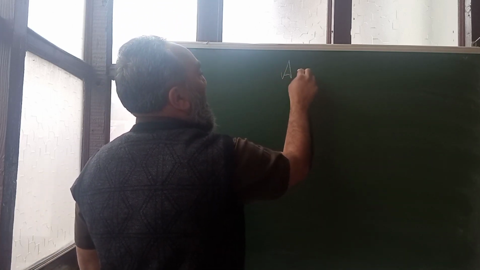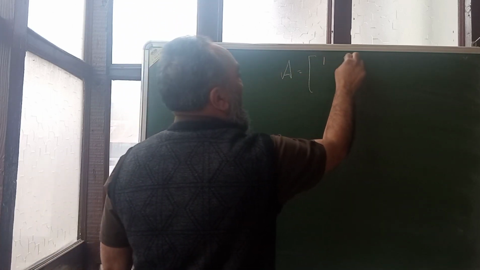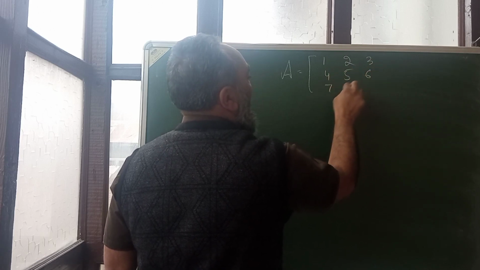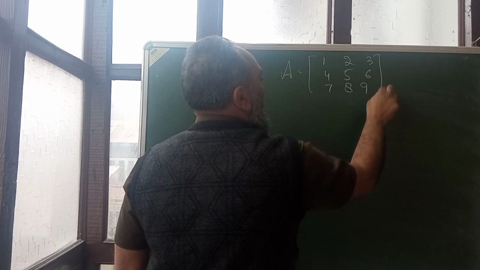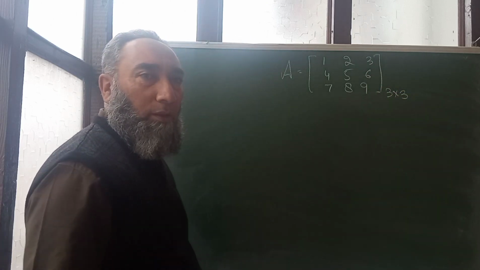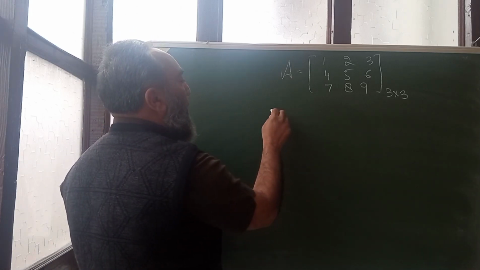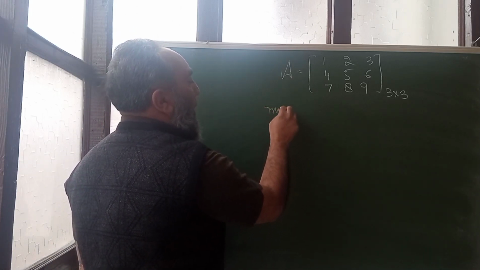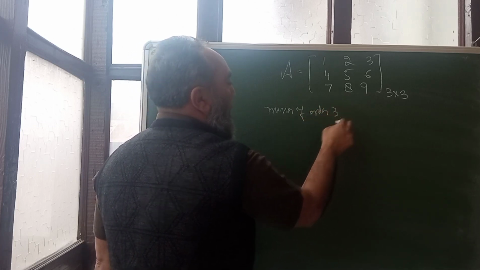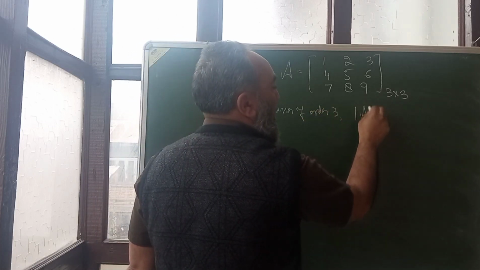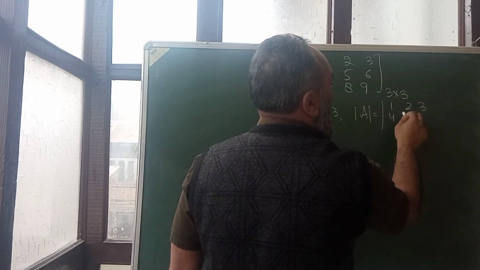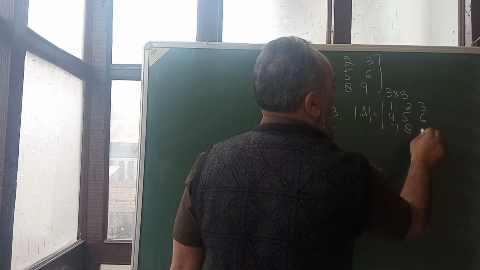A equals 1, 2, 3, 4, 5, 6, 7, 8, 9. See, this is a matrix of order 3. Now there is a minor of order 3, which is the determinant of A itself: 1, 2, 3, 4, 5, 6, 7, 8, 9.